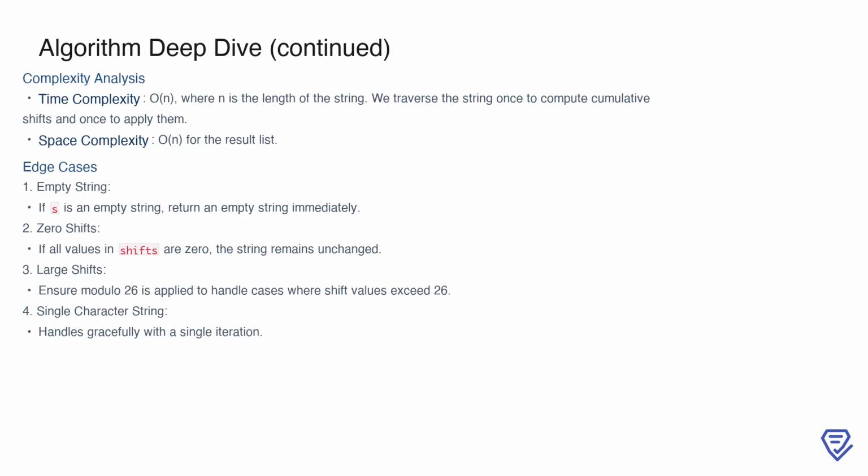If the input string is empty, we can immediately return an empty string without performing any computations. For cases where all shift values are 0, the output remains identical to the input, as no modifications are needed. When dealing with large shift values, the modulo 26 operation ensures that the calculations remain within the bounds of the alphabet. Lastly, the algorithm gracefully handles single character strings, applying the shift in a single step. These considerations ensure robustness across a wide range of input scenarios.